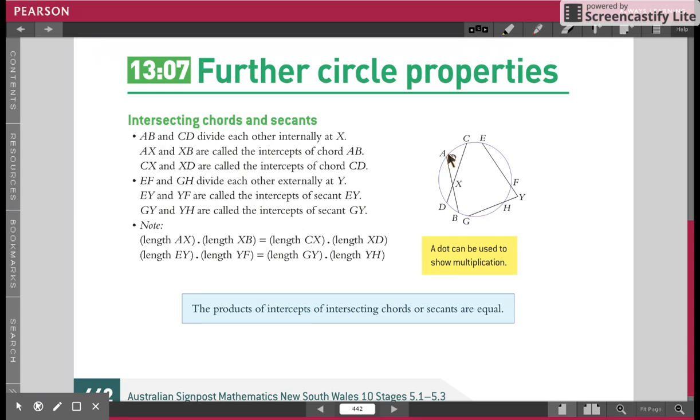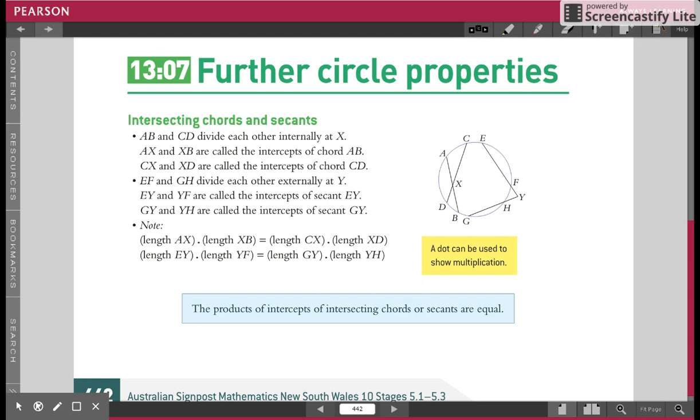So in this example, chord A to B and C to D, we're going to show that A to X and X to B, if you multiply them, they're going to be the same as C to X and X to D. This other word, secant, is where we extend the chord outside of the circle to meet at a common point. In the case here, E to Y and G to Y, but just park that for a minute. We'll come to that next. There's two examples that I'm going to use in this proof, and we'll consider that one later, but it's basically saying that that same property is true, that when you multiply the intercepts.